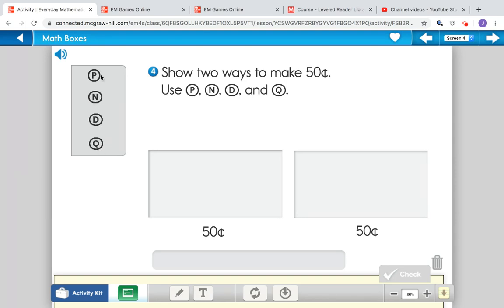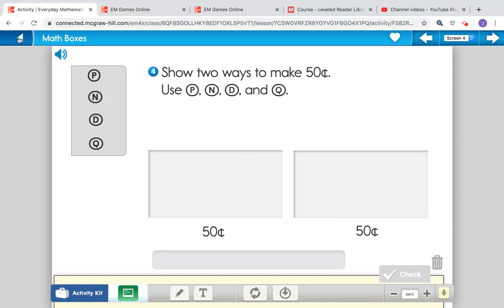So we know that a penny is worth 1 cent, a nickel is worth 5 cents, a dime is worth 10 cents, and a quarter is worth 25 cents. And you're going to show 2 different ways using these coins to show 50 cents and put them in the box. You can click on the coins. So for example, if you wanted to use nickels, you click and you drag them in the box, okay? So that's what you're going to do for that problem.